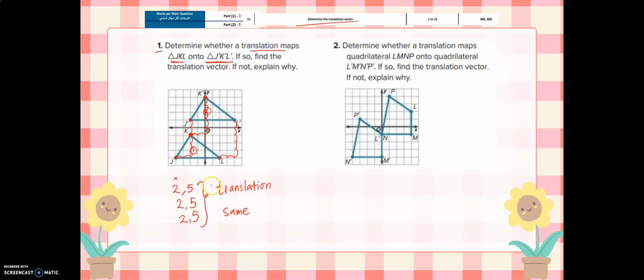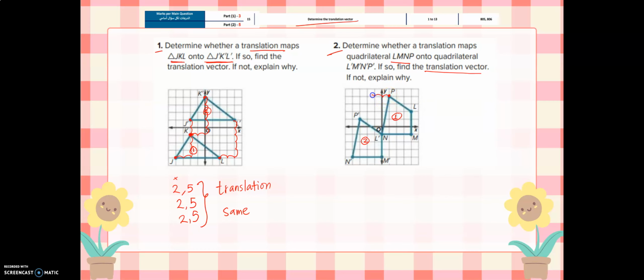All right. Now let's look at example number 2. So it's the same. Determine whether a translation maps quadrilateral LMNP into quadrilateral L'M'N'P'. Okay, so if so, find the translation vector. So let us try to look at the translation vector. I'm going to start off with this is the original figure and this is the translation of that figure. So I'm going to take point P first and how point P prime is translated.